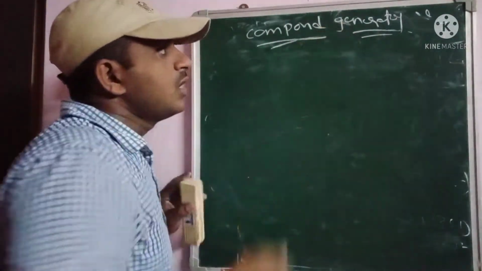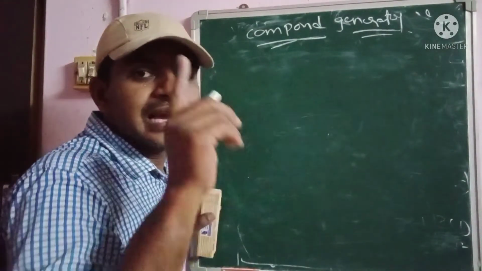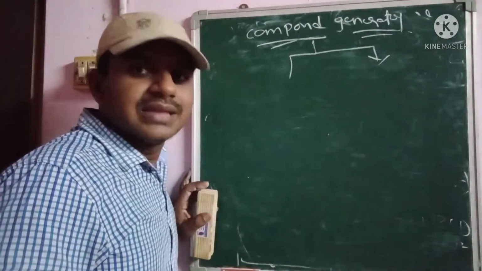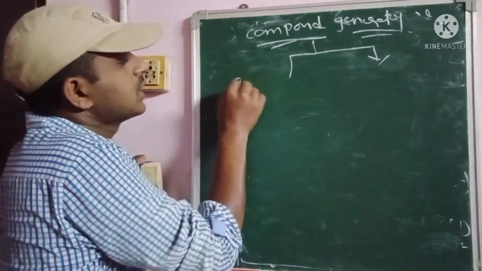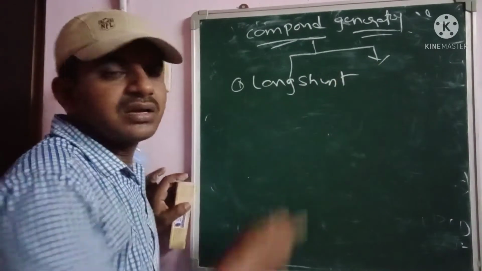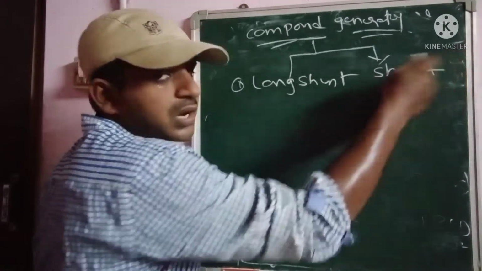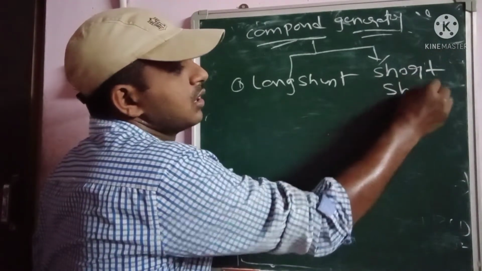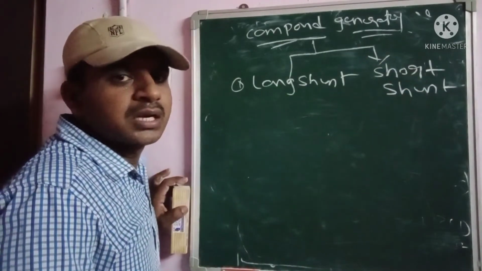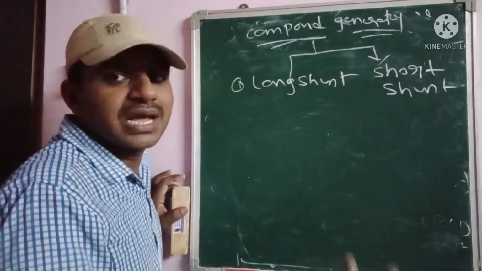In the compound generator, according to the connection of the field windings, there are two types. One is the long shunt compound generator, and the second one is the short shunt compound generator. So one is the long shunt and the second one is the short shunt compound generator, according to the connection of both different types of field windings as well as the armature winding.